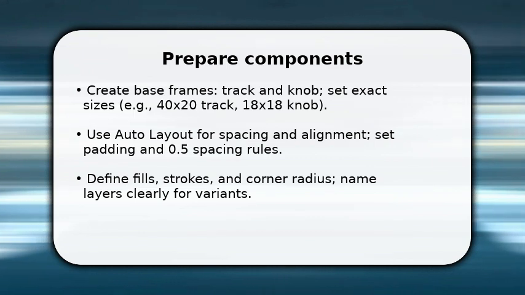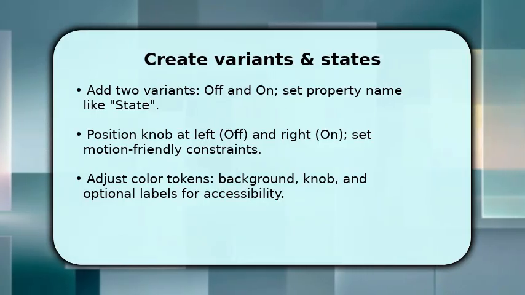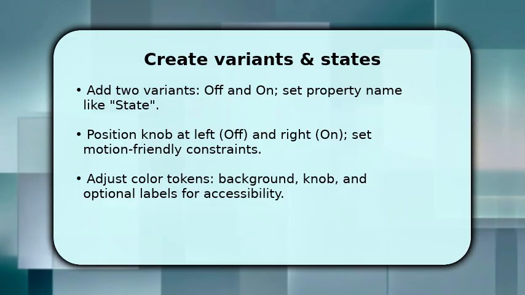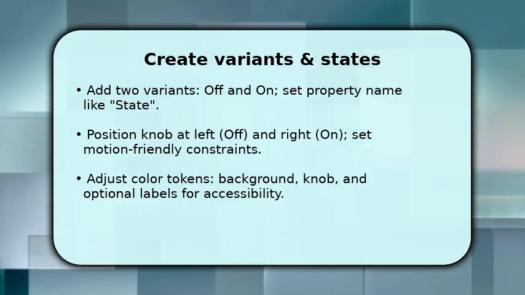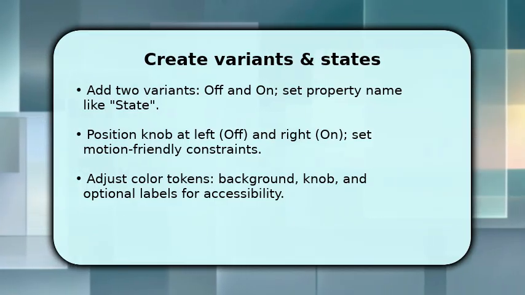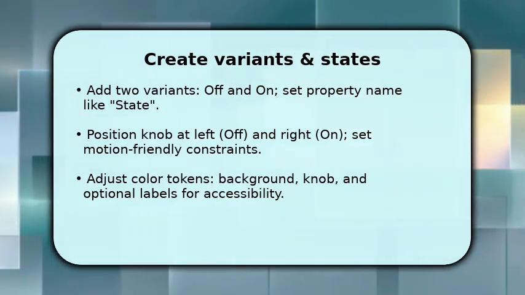You now build the toggle's two states, off and on, inside a single component as variants. Name the variant property state, so it's intuitive. Move the knob to the left for off and to the right for on. Change fills accordingly so the visual change is clear. Make sure constraints are set to center or left/right so the knob shifts cleanly.